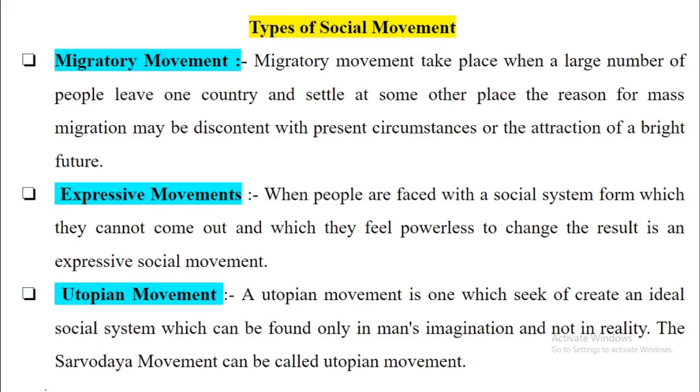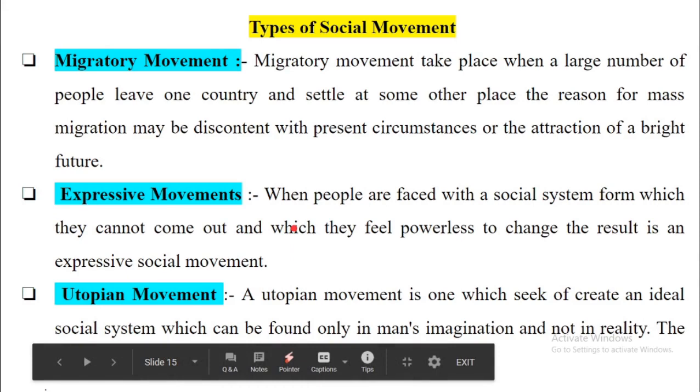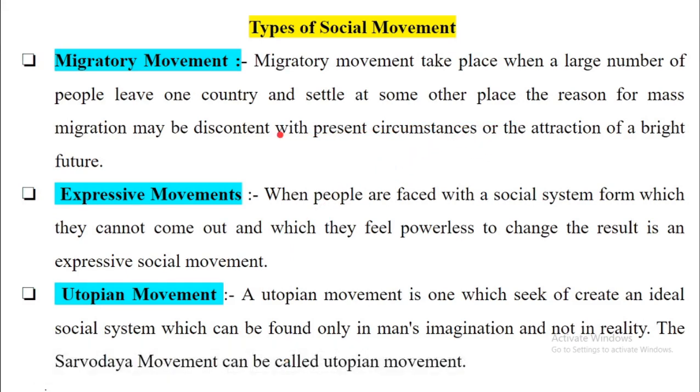Now what are the types of social movement? So one by one we'll discuss. First, migratory movement. Migratory movement takes place when a large number of people leave one country and settle in some other places. The reasons for mass migrations may be discontent with the present circumstances or the attraction of a bright future. So they go for migratory movement.